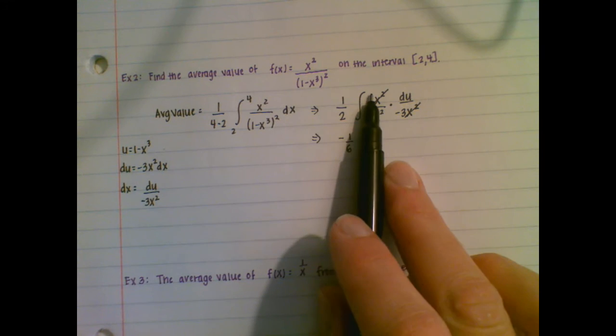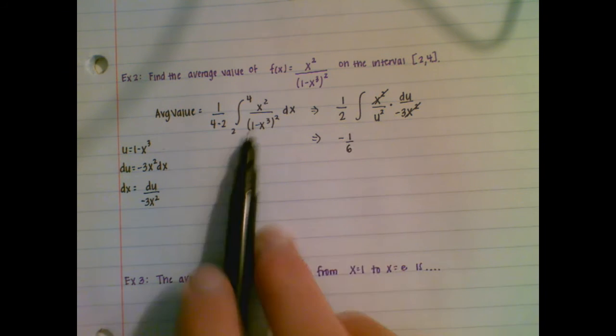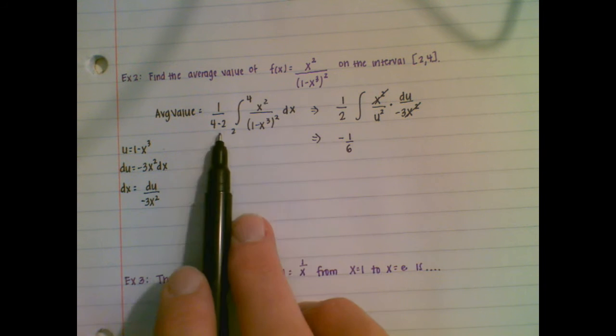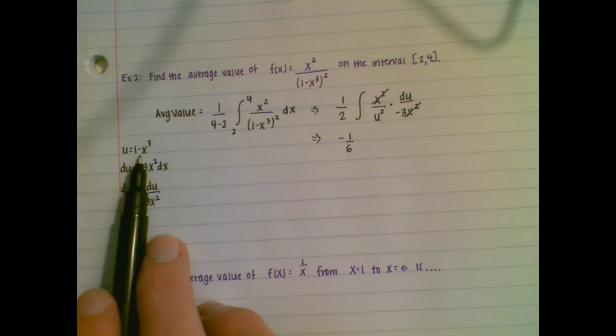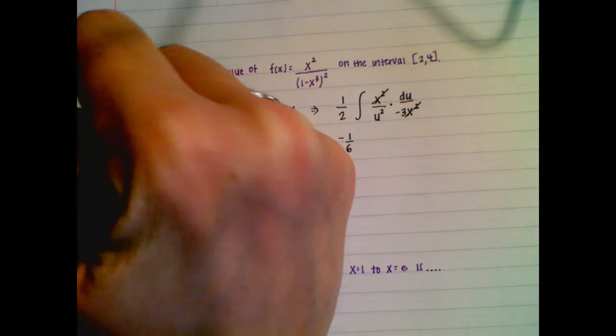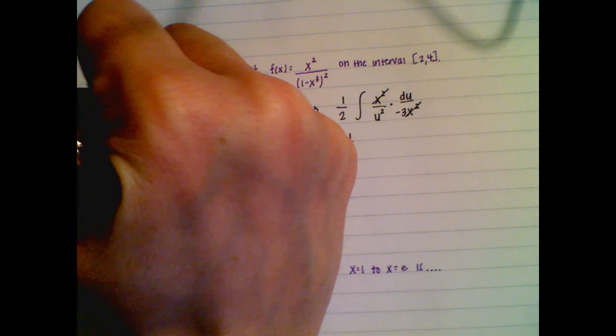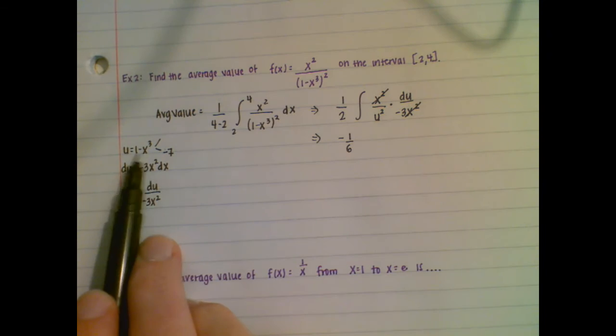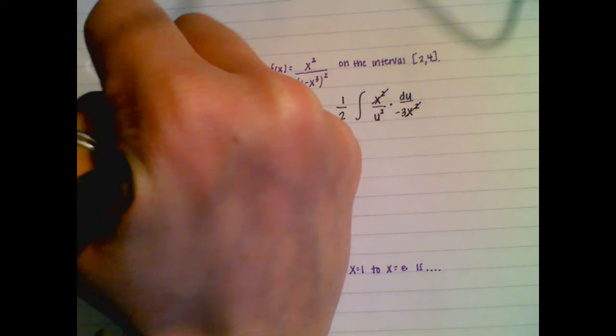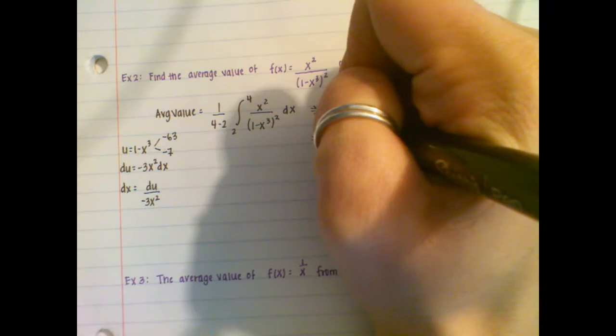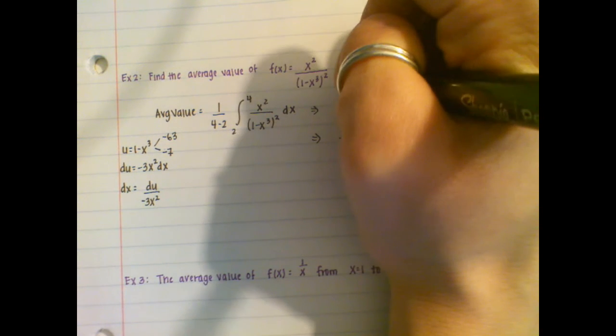And then I want to think about what my bounds are going to be here. So since we're using u, I'm going to go ahead and take my 2 and 4 and put them back in over here. So 1 minus 2 cubed is going to give me a negative 7. And 1 minus 4 cubed, I believe, will give me a negative 63. So I'm looking to integrate this from negative 7 to negative 63.